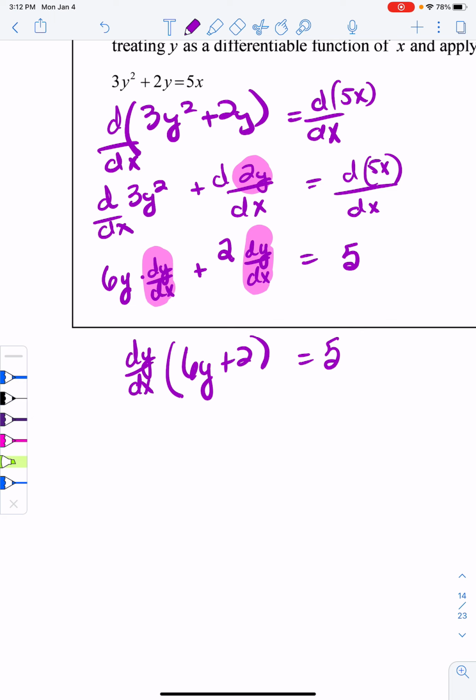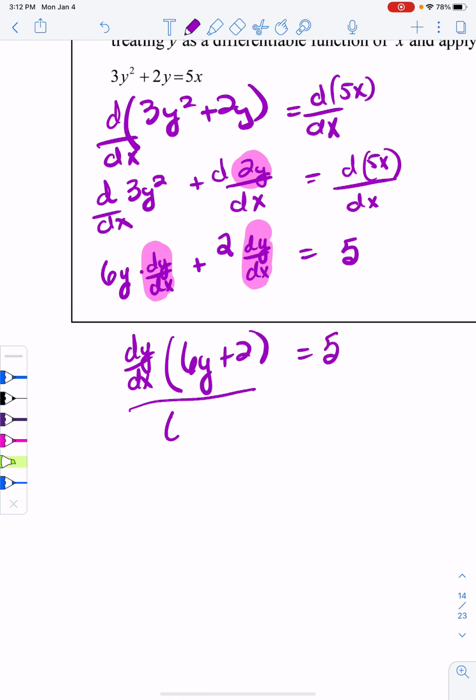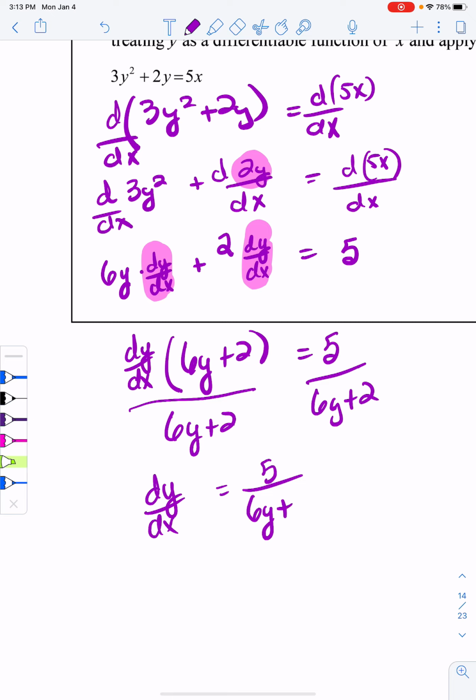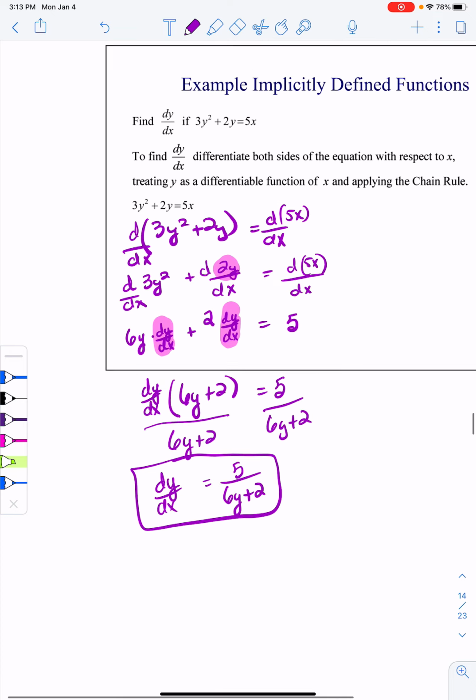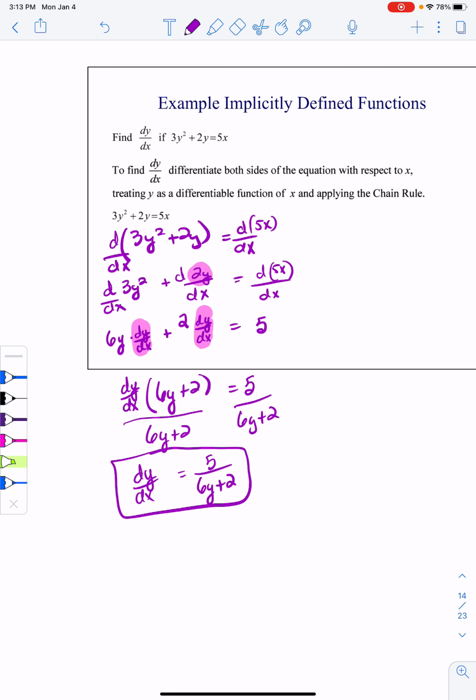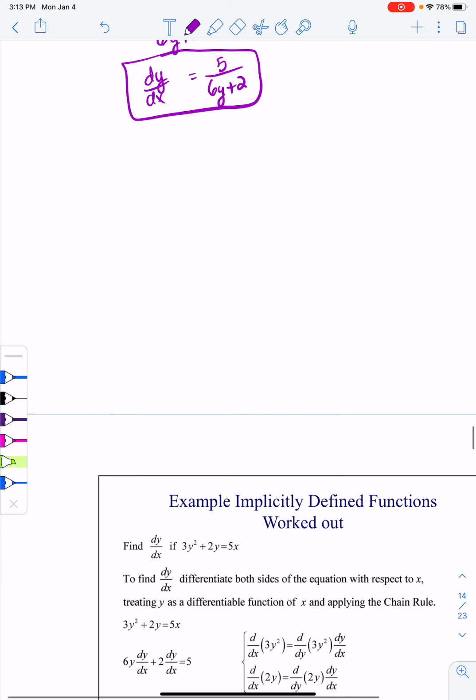And so in order to solve for dy/dx, you just are going to divide both sides by 6y plus 2. So your derivative with respect to x is this here. And so you've got to remember that when you're applying the rules for differentiation and you're taking the derivative with respect to x, you're going to need to apply a chain rule of dy/dx to those y terms that you're using it on.